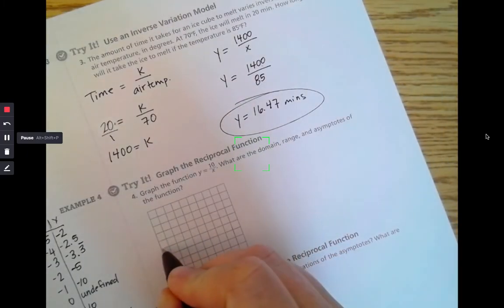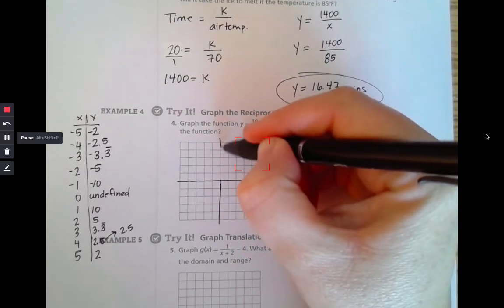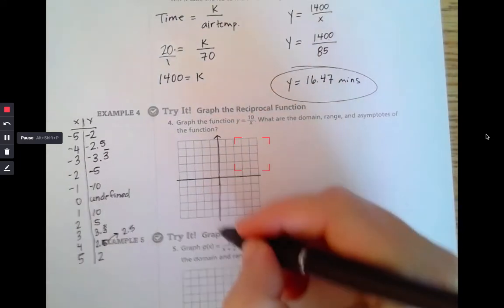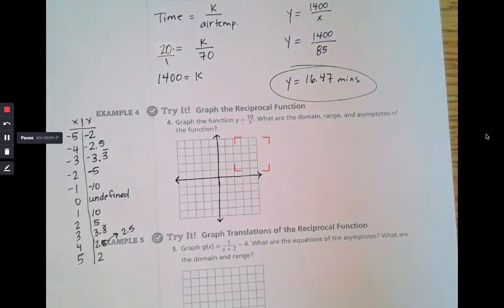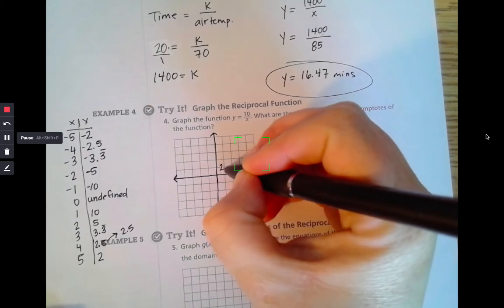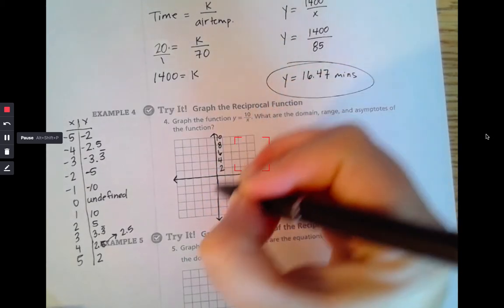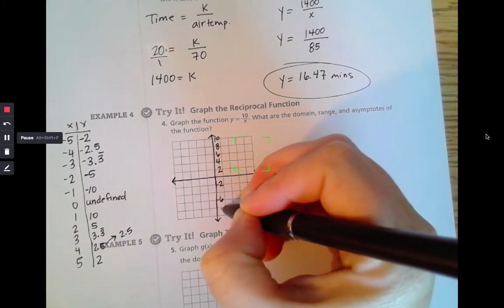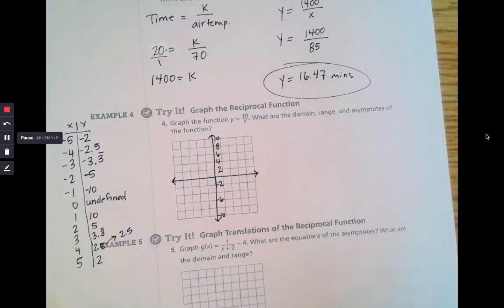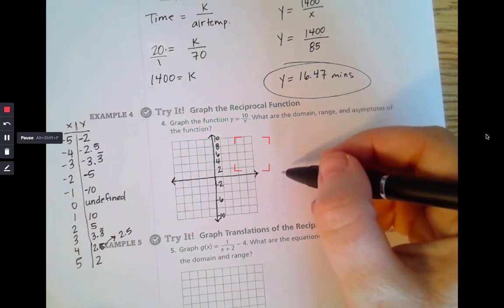So I'm going to draw my lines here in the middle. On my y-axis, I'm going to go up by 2: 2, 4, 6, 8, 10. I'm going to do the same at the bottom: -2, -4, -6, -8, -10. And then we'll just go by ones on our x-axis.